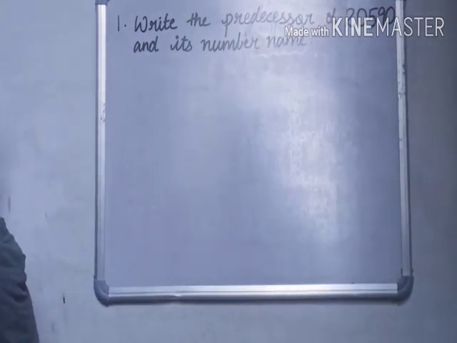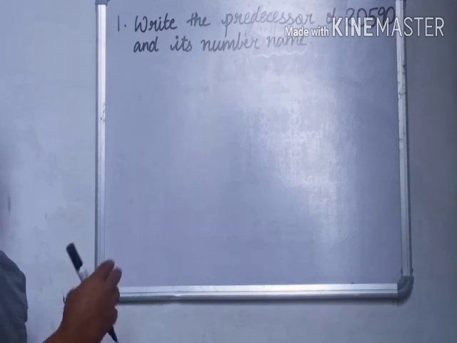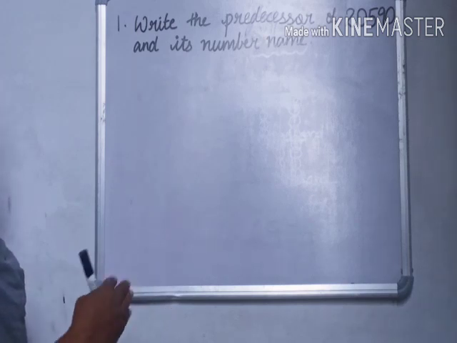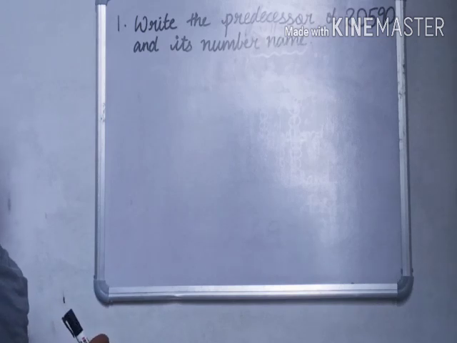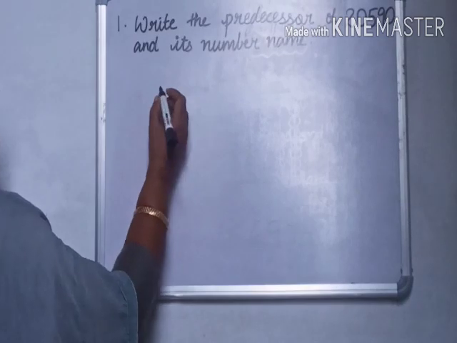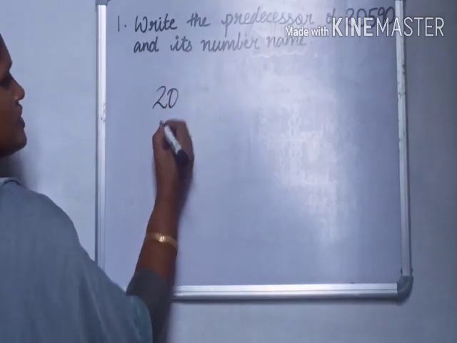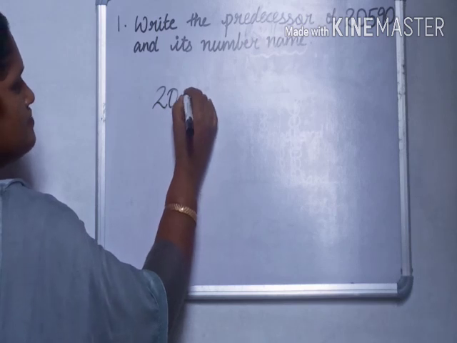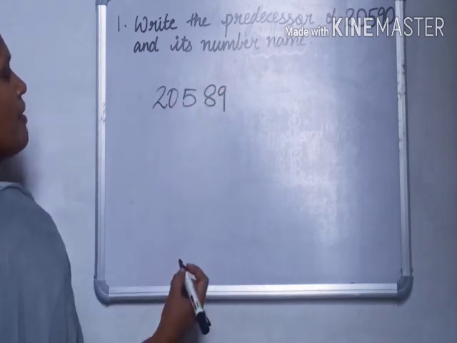Here, predecessor and successor we already learned in our first online class. Successor means just after the number and predecessor means just before. Here, which is the predecessor of 20,590, or which number will come before 20,590? It is very clear. 20,589 is the predecessor.